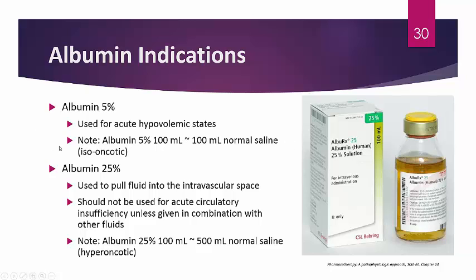So like I just talked about, albumin 5%, 100 mils is about the same as 100 mils of normal saline. It's iso-oncotic. And it's used for acute hypovolemic states. The albumin 25% is used to pull fluid into the intravascular space. However, it shouldn't be used in all cases of acute circulatory insufficiency unless you give it with some kind of other fluid. And in this case, if you work out the ratios, 100 mils of albumin 25% is equal to about 500 mils of normal saline, which is hyper-oncotic.